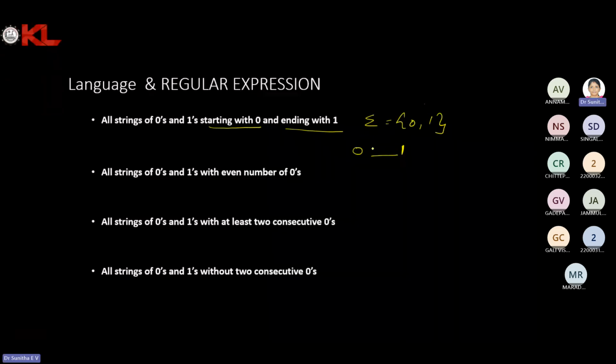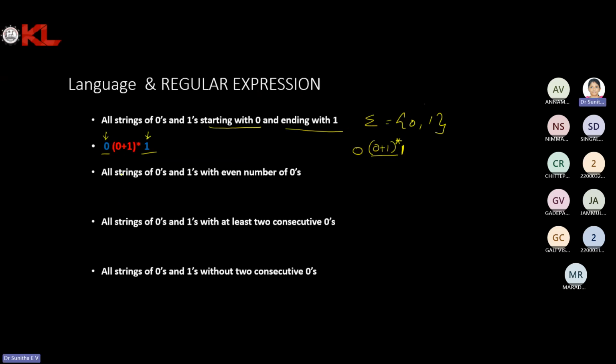Any string of 0 and 1 is represented with (0 union 1) star. So the first language can be represented as 0 (0 union 1) star 1: starting with 0, ending with 1, and in between any combination of zeros and ones. We don't bother what is there in between; we are only concentrating on the first one and the last one.